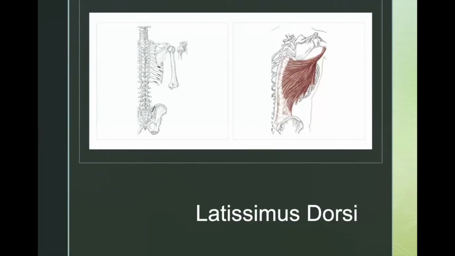So here is that majorly big muscle, the latissimus dorsi. It's the broadest muscle in the body. And then it has this itty bitty attachment point up here on the humerus. But look how large this is and expansive, attaching onto ribs and the spine and all the way down to the iliac crest.